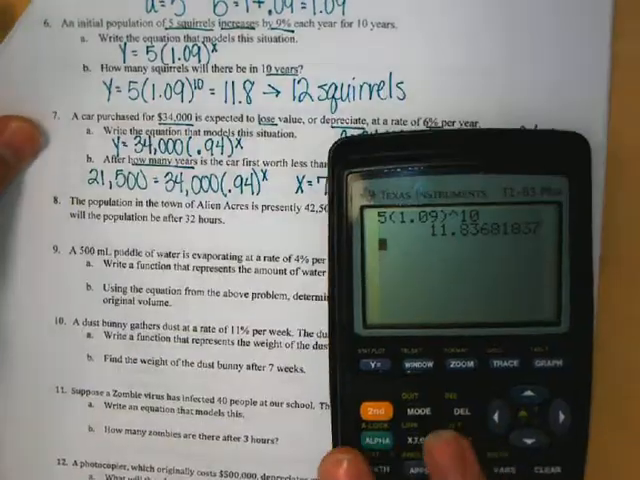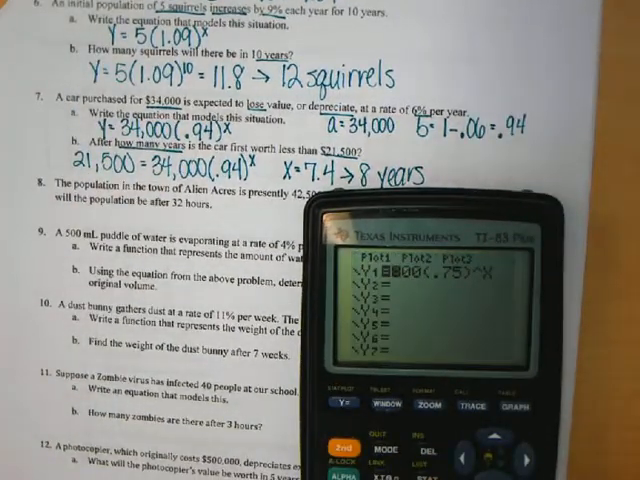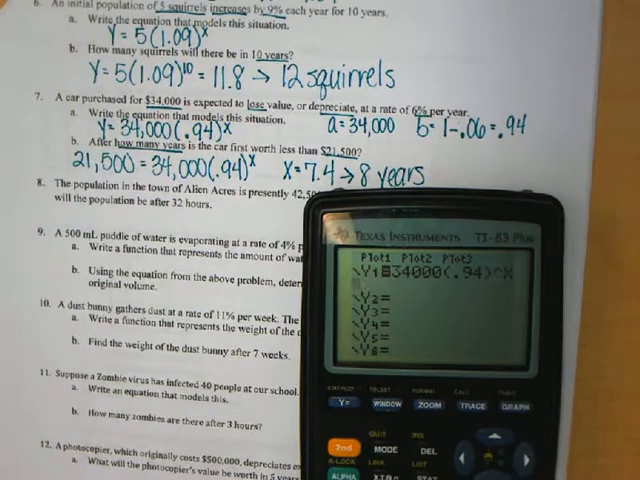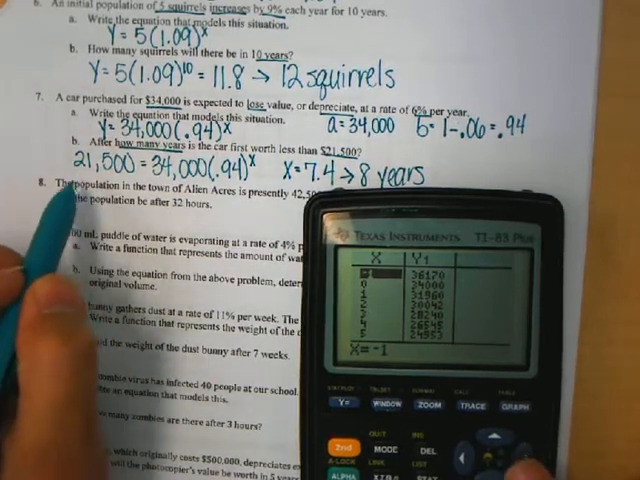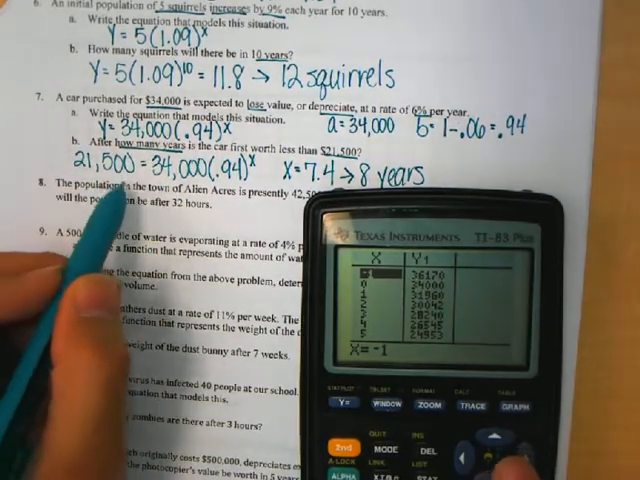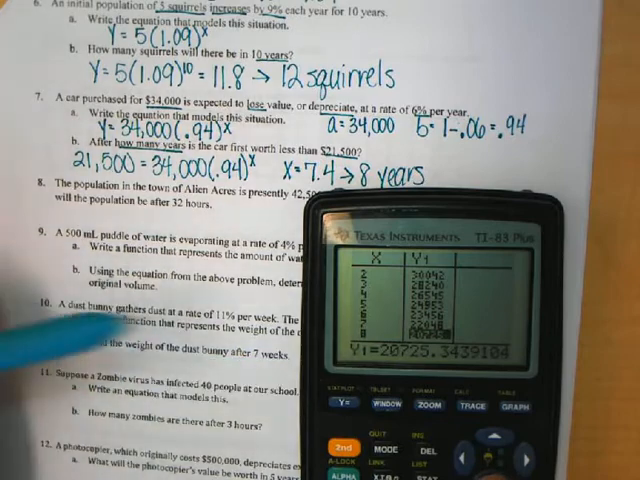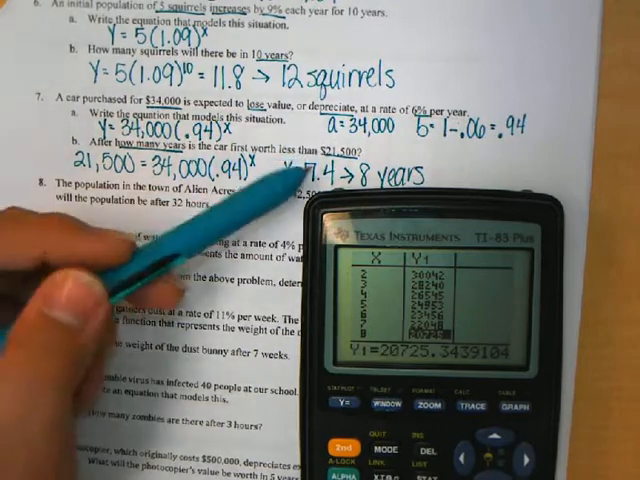If you want to do this in your graphing calculator, we're going to go to y equals, clear out whatever's there by hitting clear, and we just type our function in. So 34,000 times 0.94 to the power of x. We want to look at our table, so I'm going to hit second graph, and I'm going to scroll down until this y value is less than 21,500. So after 8 years, I'm at 20,725, which is what we got here.